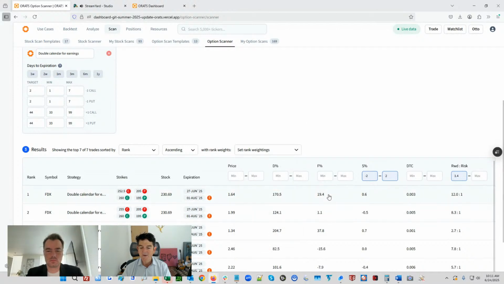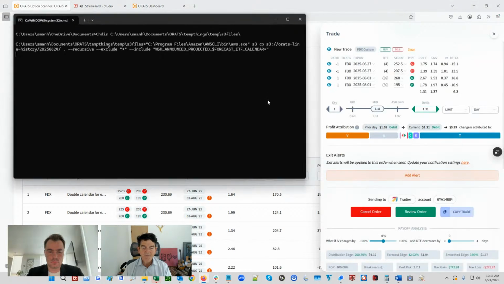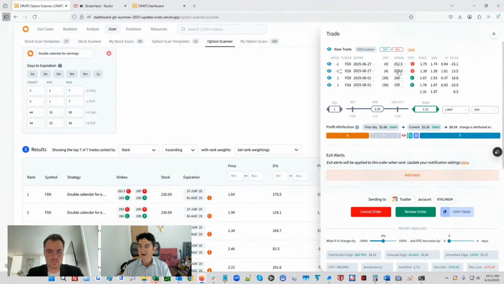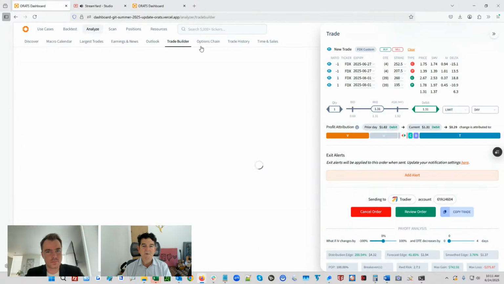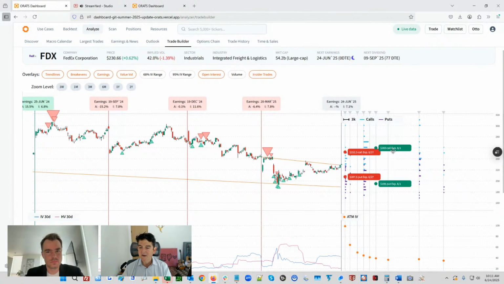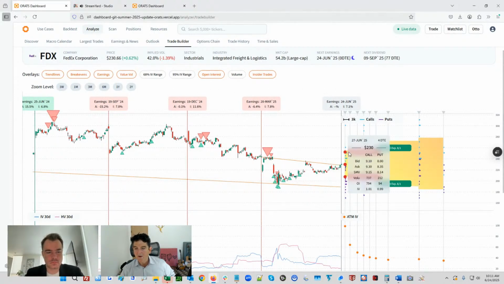And so I want to see a big forecast. So I would see something like this for FDX. And then what I like to do is look at this in the trade builder, for example. What the trade builder is, what we're looking at, is a graph of the stock, and from the middle, all these are expirations and strikes.